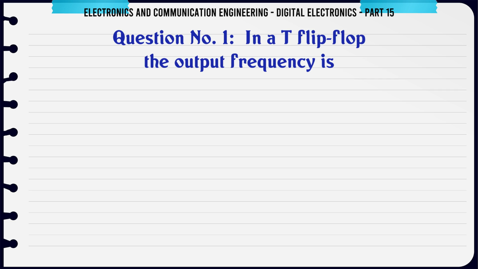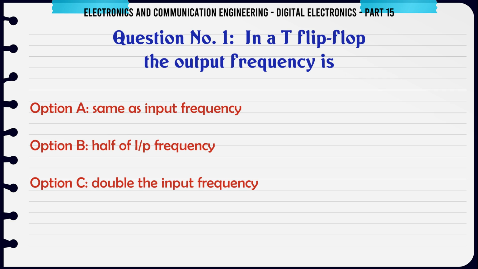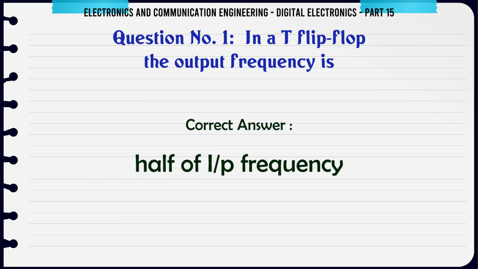In a T flip-flop the output frequency is: A. Same as input frequency. B. Half of input frequency. C. Double the input frequency. D. None. The correct answer is half of input frequency.